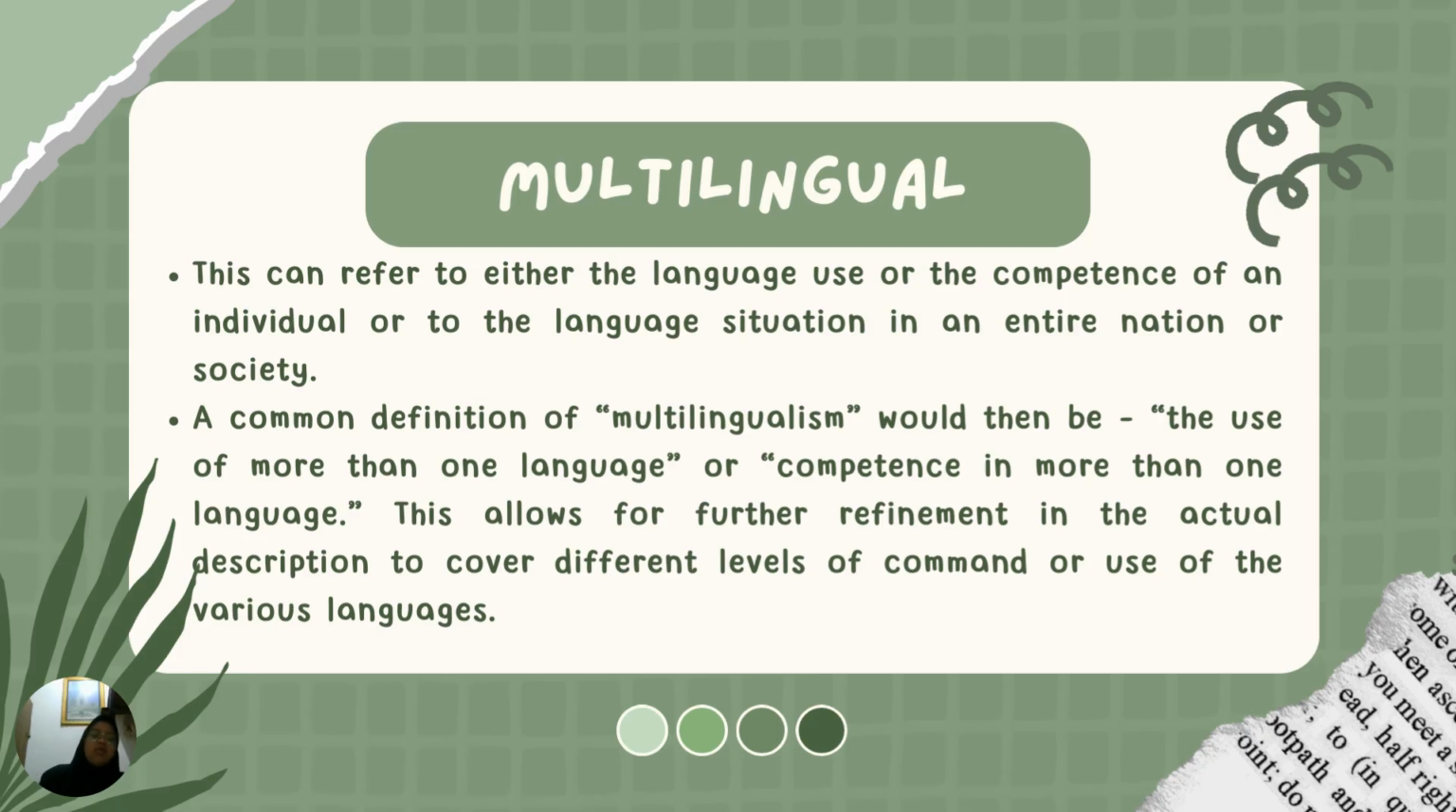The next one, we want to talk about multilingual. Multilingual can refer to either the language used or the competence of an individual, or the language situation in an entire nation or society. A common definition of multilingualism is the use of more than one language or competence in more than one language. This allows for further refinement in the actual description to cover different levels of command or use of the various languages.